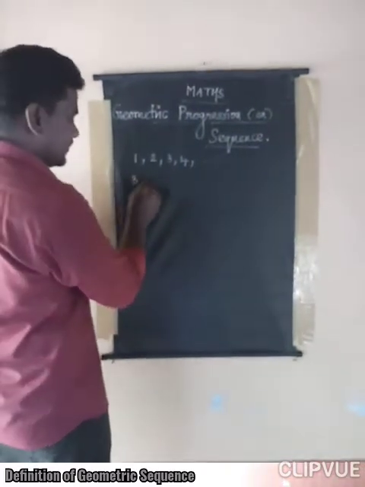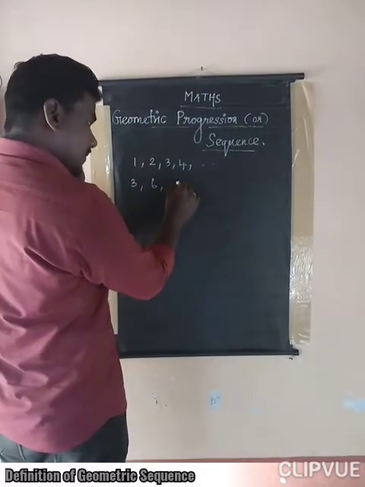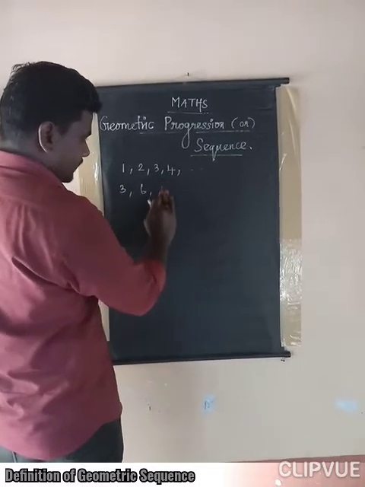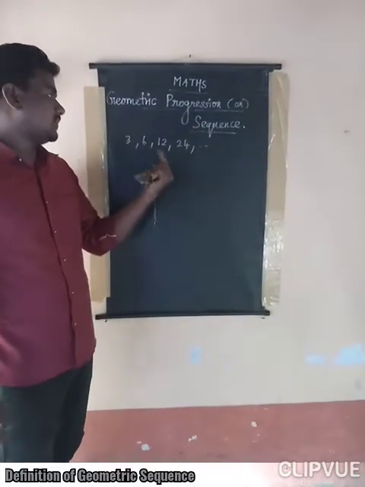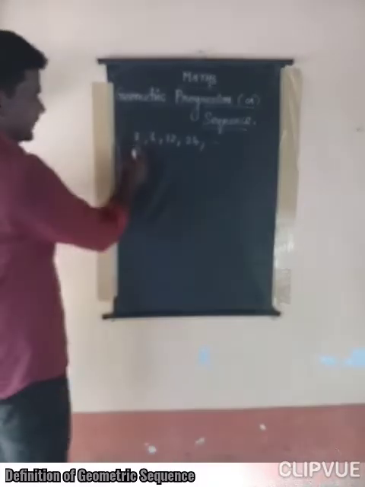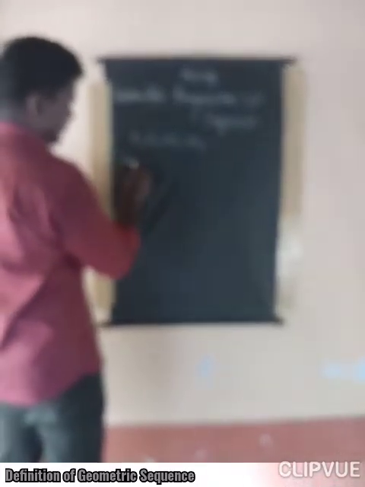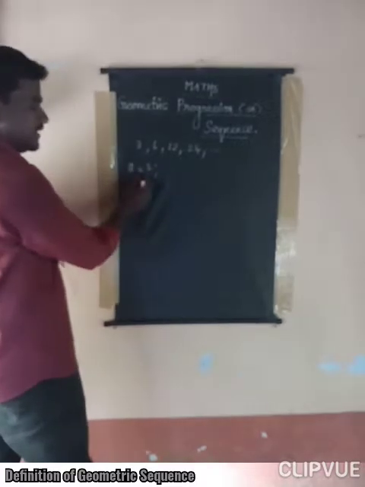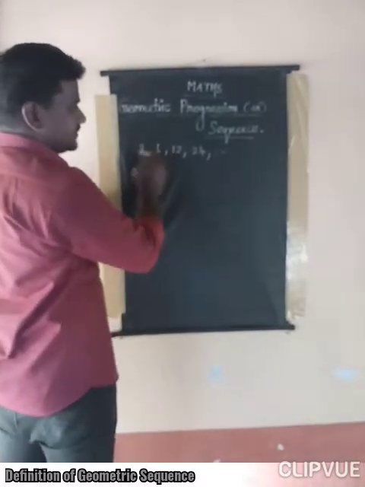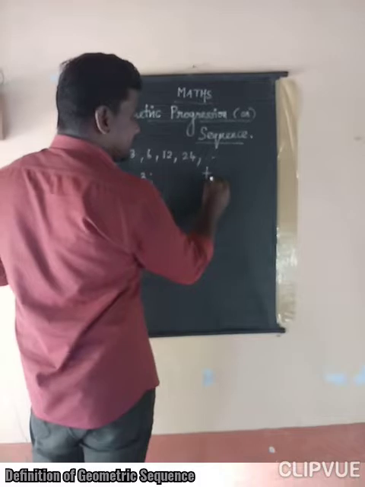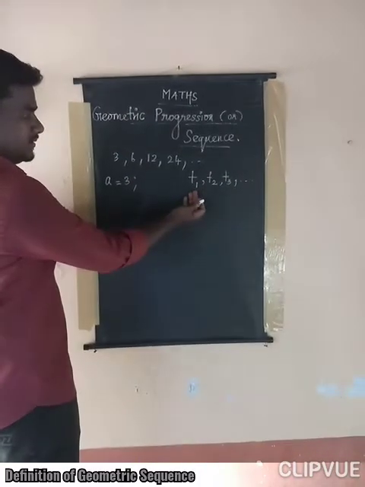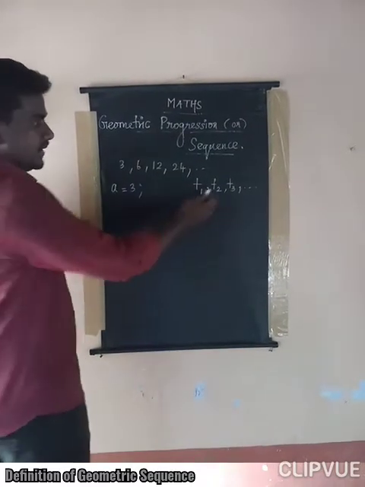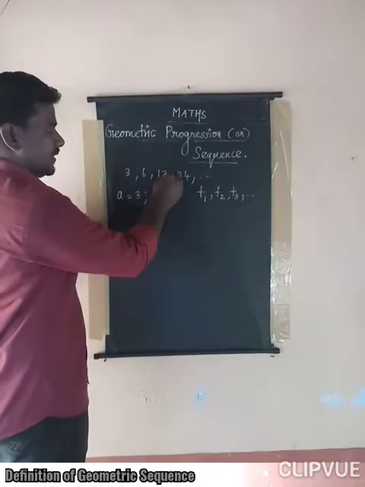Let us take this example: 3, 6, 12, 24 and so on. If you take this sequence, here the first term is 3. So we can take A is equal to 3. The second term is 6. Generally we take term 1, term 2, term 3 and so on. Here term 1 is considered as A, the first term. Term 2 is equal to 6, term 3 is equal to 12.